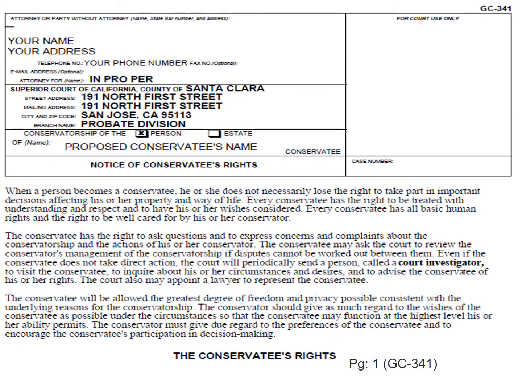The next form is GC-341, Notice of Conservatee's Rights. This form will be filed and served after the court hearing at which you are appointed as a conservator. This form states that even though conservatorship has been granted, the conservatee still retains certain rights. On page 1 in the caption, make sure the petitioner's name and contact information is correct. The address of the court is correct as shown on the slide. In the section under the address of the court, write in the conservatee's name. Check the box next to person.